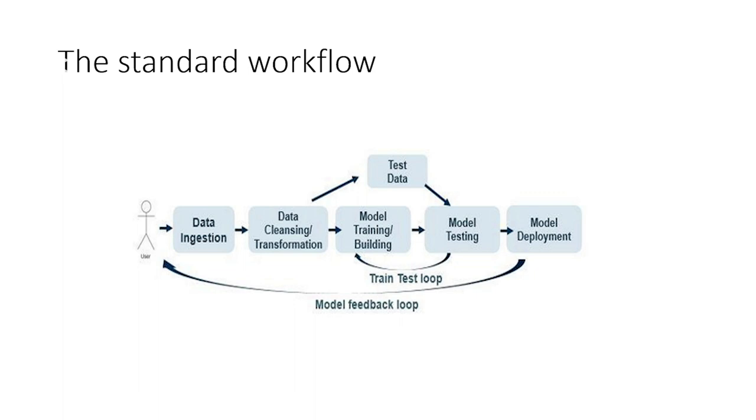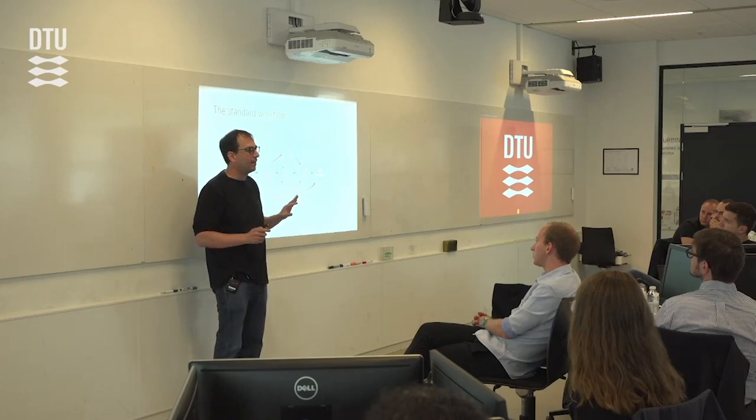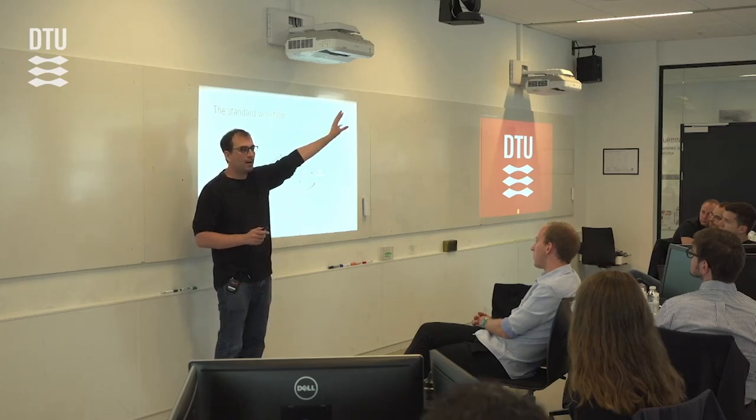This is the standard workflow, tried and true. Of course, it doesn't make sense. What's the problem here? We're poisoning our models. Why? We look at the test data, and we do the model testing more than once. If you do it just once, then it's fine. This is like you take the data, you put it somewhere, and then you're going to test.